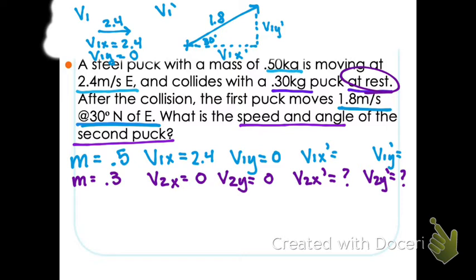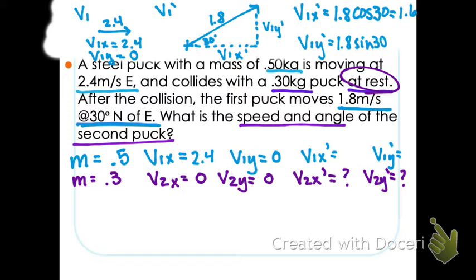Okay, so now I just solve those using trig functions, right? For x, I would use which one? For v1x prime, I would take 1.8 times cosine of 30. This is important: our calculator needs to be in degrees. Okay, 1.8 times cosine of 30. And I get 1.6, or 1.56, wherever you want to round that, I don't really care. v1y prime would be 1.8 times sine of 30. Okay, 1.8 sine of 30. That gives me 0.9.